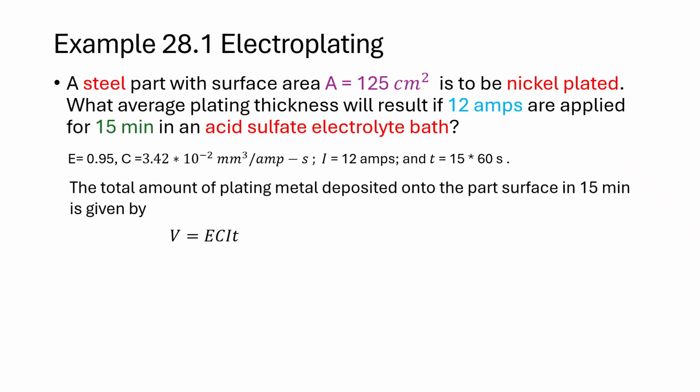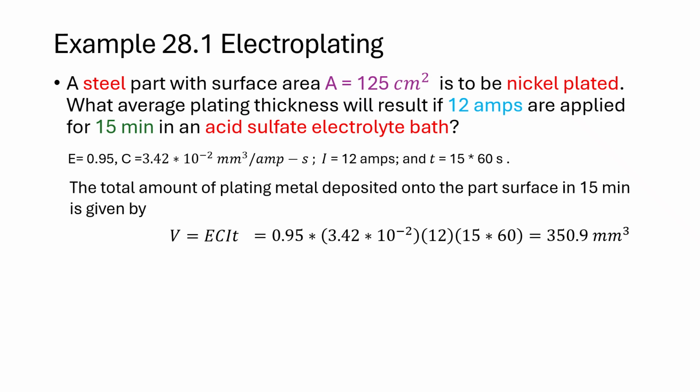First, we find the value of the volume. The total amount of plating metal deposited onto the part surface in 15 minutes is given by the equation V equals E multiplied by C multiplied by I multiplied by T. So 0.95 multiplied by 3.42 multiplied by 10 to the power minus 2, times 12 amperes, times 15 minutes times 60 seconds. And this will give me that the total volume is 350.9 cubic millimeters.